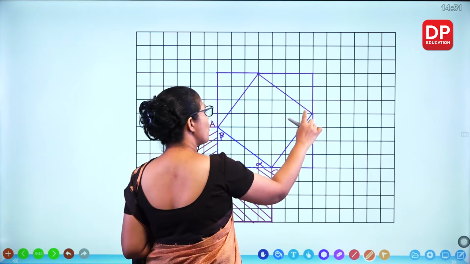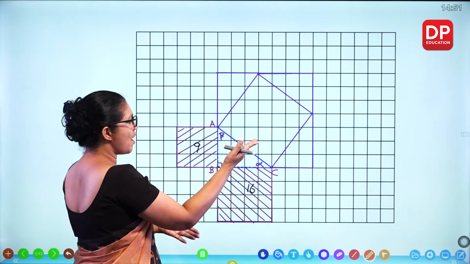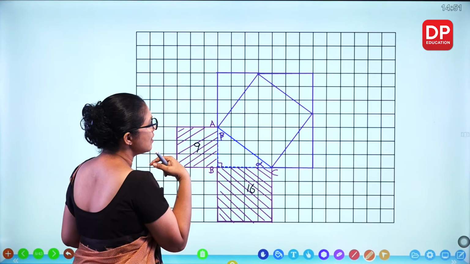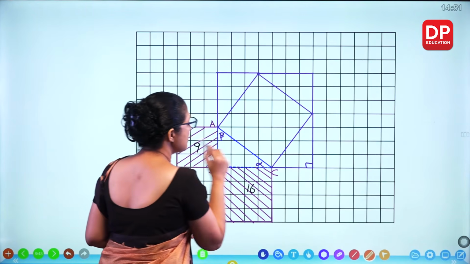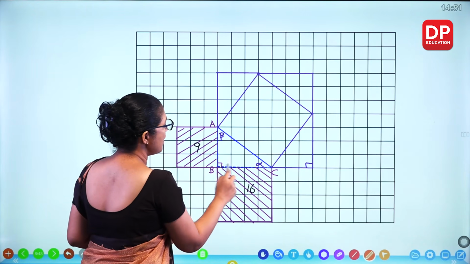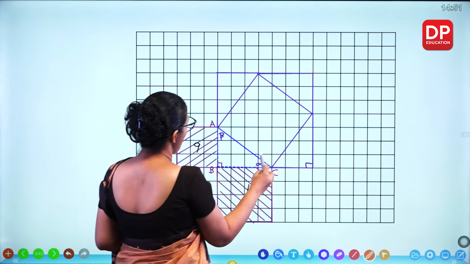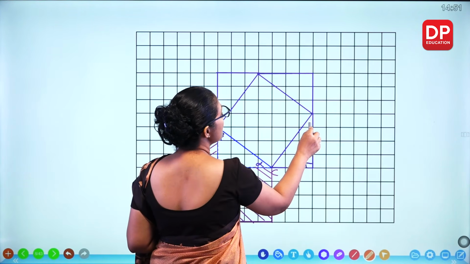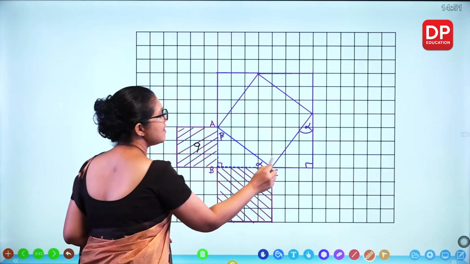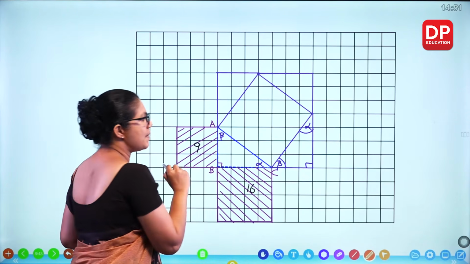So 3 and 4, same triangle, other way around. So what is alpha? This is 90 degrees. Alpha is now along this side 4 side. So alpha is here. Then definitely this should be beta.